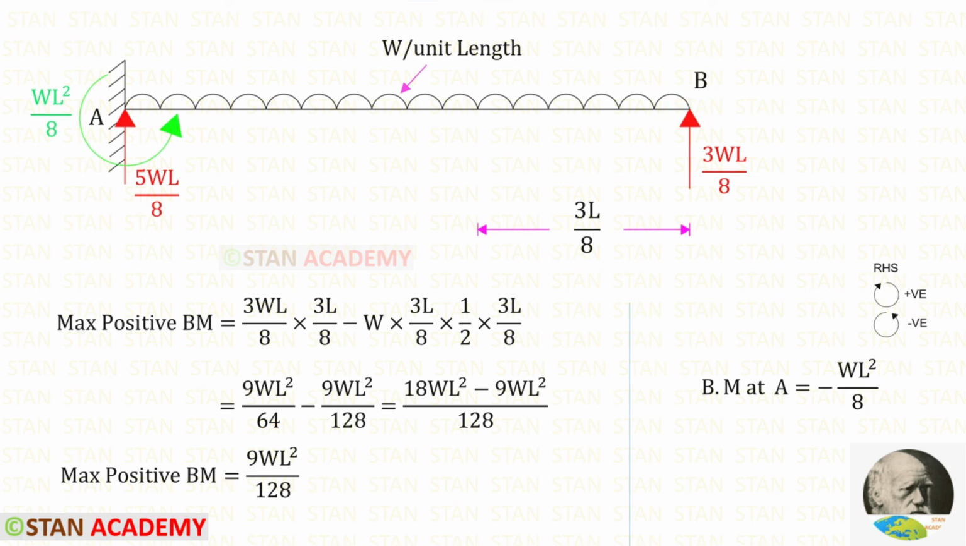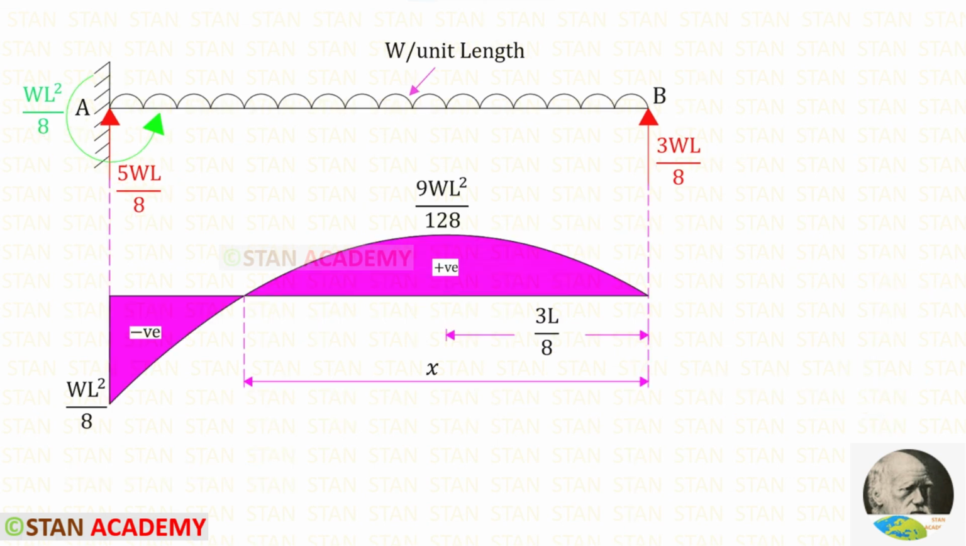Now let us find the bending moment at A. Here we can use the right hand side rule. Clockwise will be positive and anti-clockwise will be negative. MA is acting in the anti-clockwise direction so it will be negative. Here you can see the bending moment diagram. At this point, the bending moment becomes 0. This point is called the point of contraflexure.